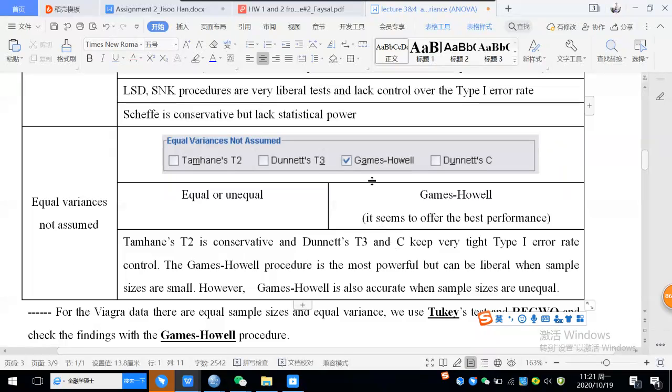But if the sample sizes are unequal, this method is suggested to select. Okay, so if the sample sizes are not equal, yes, please select this. If they are equal, then you can select all of them. But sometimes we select T2, sometimes we select T3, and sometimes we select C.